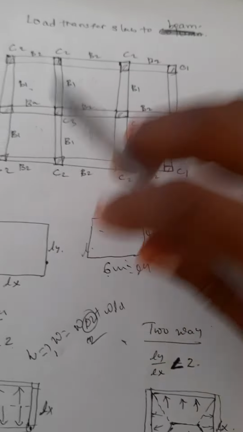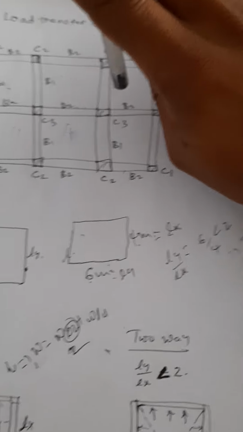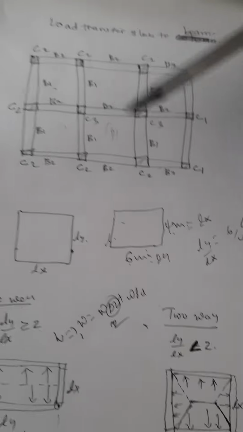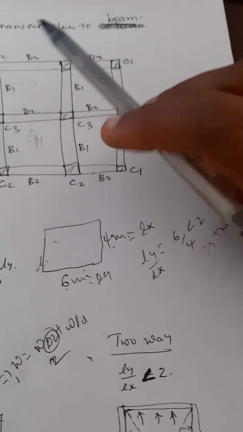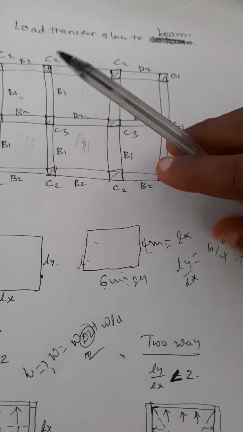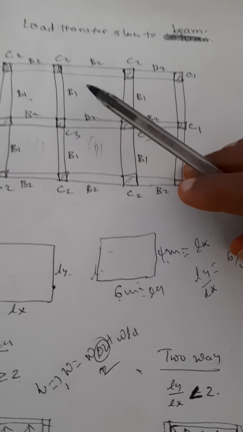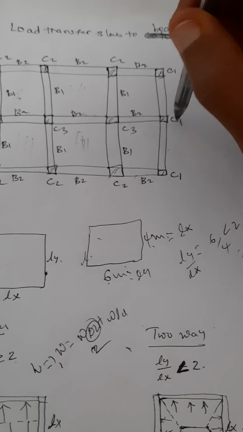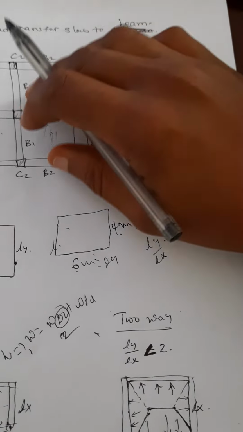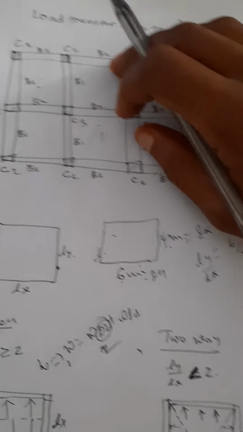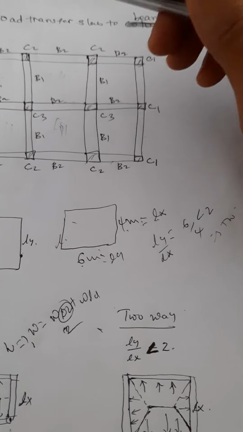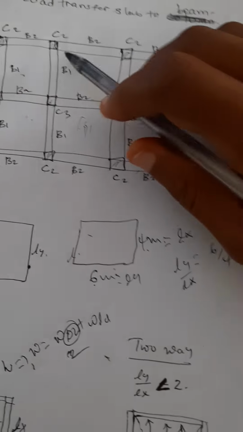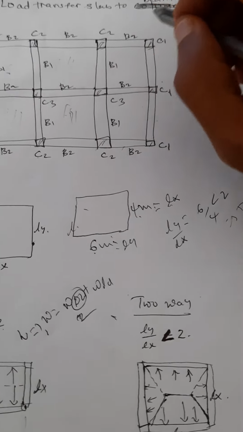So now we'll see how the load transfers from slab to beam in a building construction or any structure. Before we design, we have to know how the load transfers in the structure. We have different types of structures like beam, column, foundation, so we should know the load transfer. Now we'll see how the load transfers from slab to beam, then beam to column.